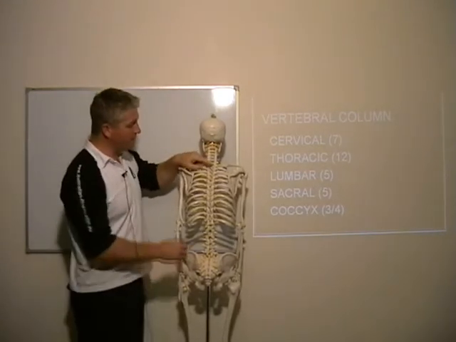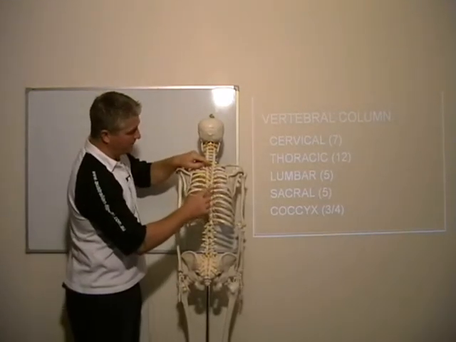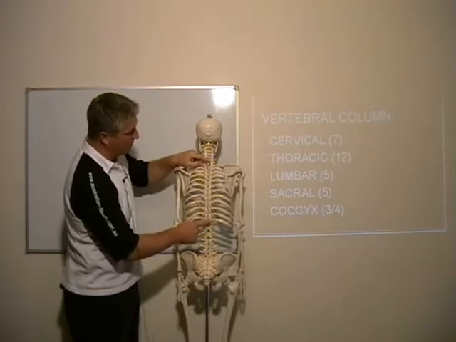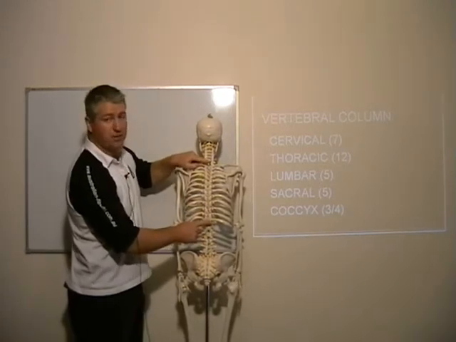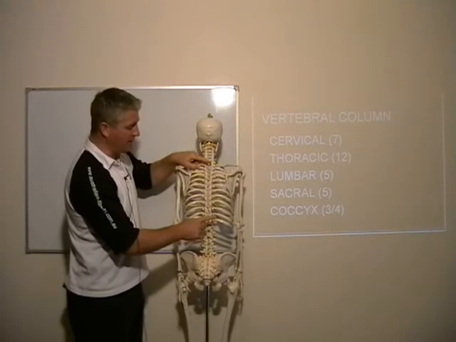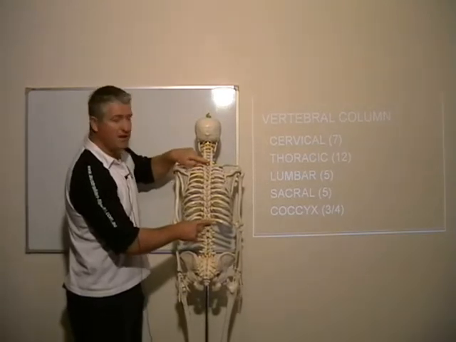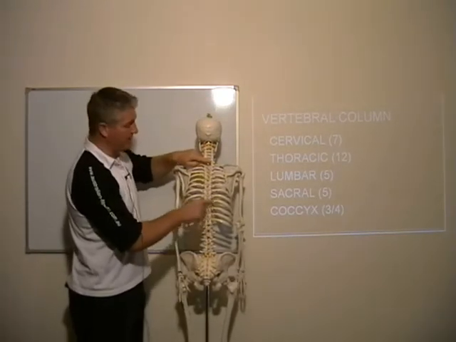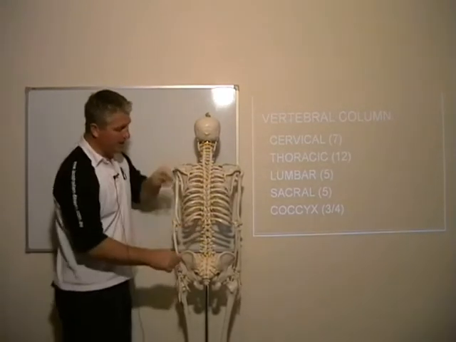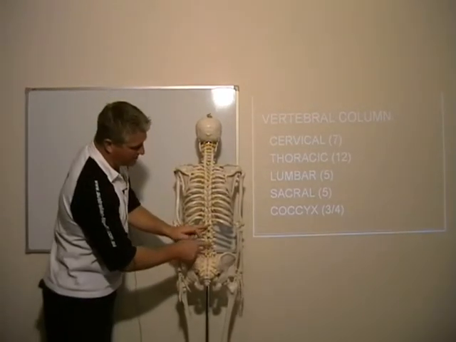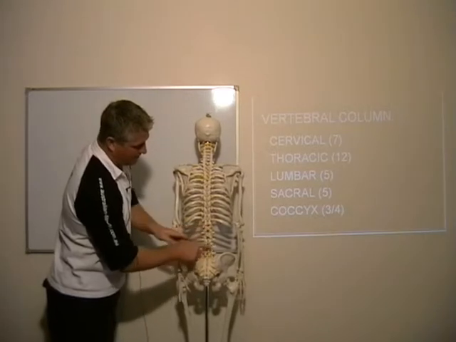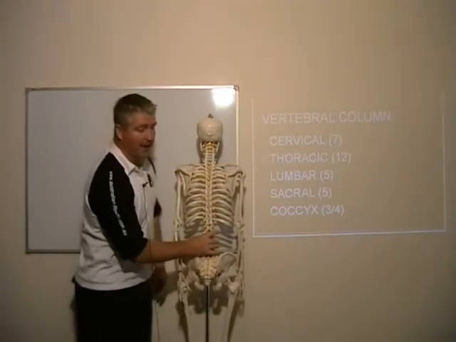The next 12 vertebrae, 1, 2, 3, 4, 5, 6, 7, 8, 9, 10, 11, 12, are known as the thoracic vertebrae, which is basically the middle to upper back region, and it coincides quite nicely with the rib cage. The next 5 are the lumbar vertebrae, 1, 2, 3, 4, 5, the lumbar vertebrae of the lower back.